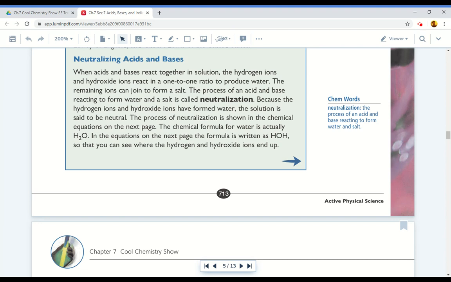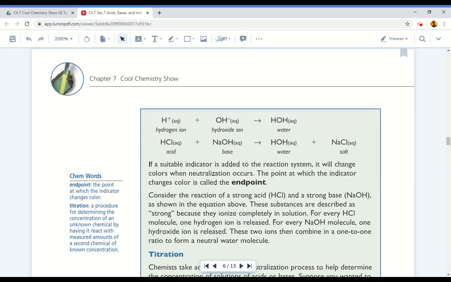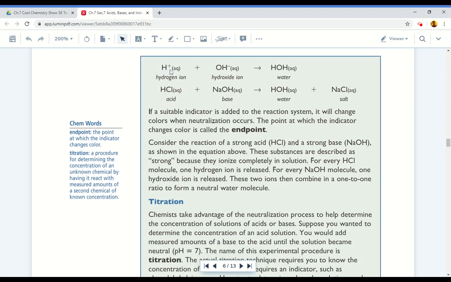The chemical formula for water is actually H2O. In the equations on the next page, the formula is written as HOH, so that you can see where the hydrogen and hydroxide ions end up. Okay, hydrogen ion, hydroxide ion, water. Okay, here we go. Acid, base, and then that produces your water and your salt.